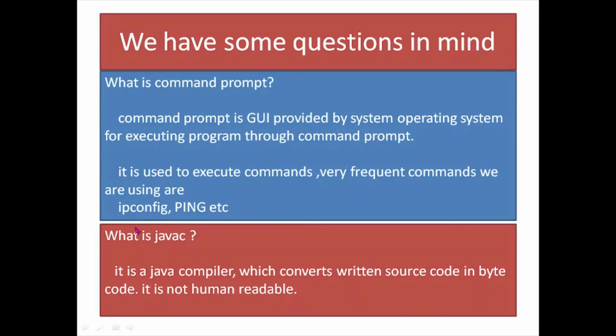So same here, we are also using Java commands to compile and run Java source code and class files. Now what is javac? As we have discussed, javac is the Java compiler which converts written source code into bytecode. It is not human readable, it is simply understandable by the system. Always the compiled code of Java is written in bytecode.